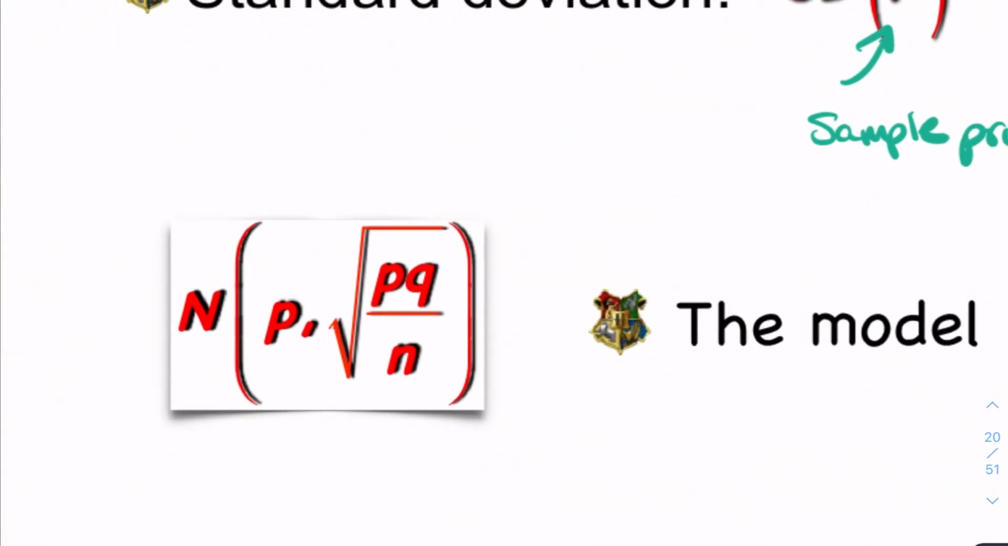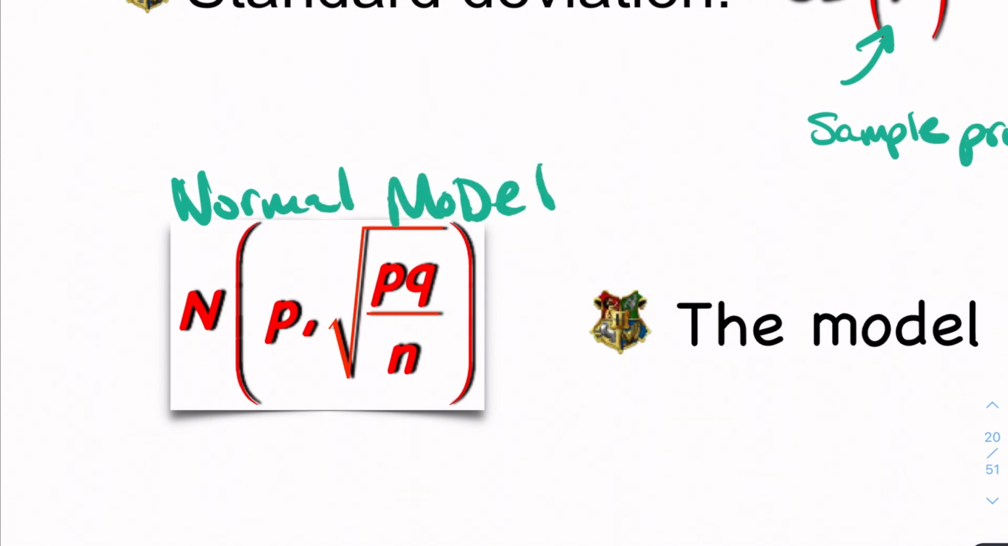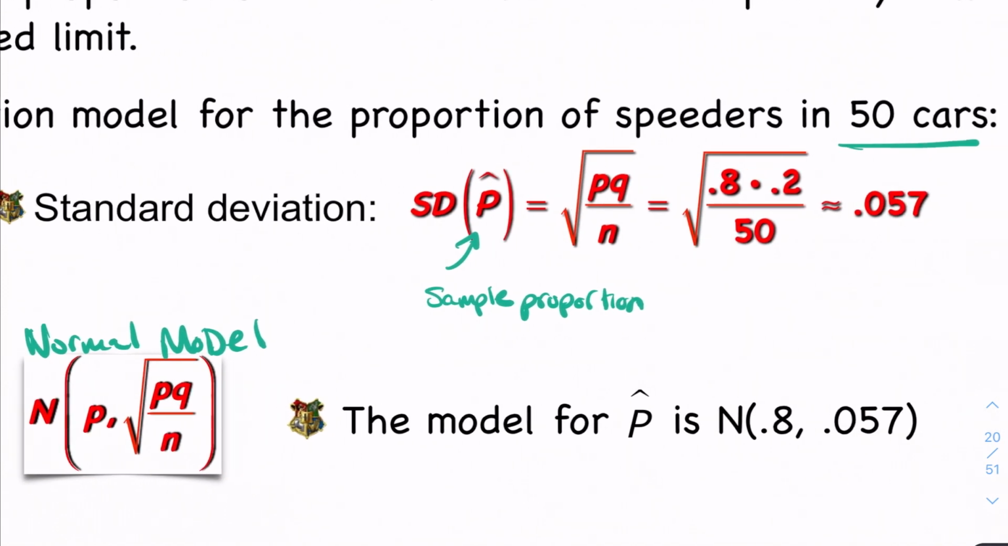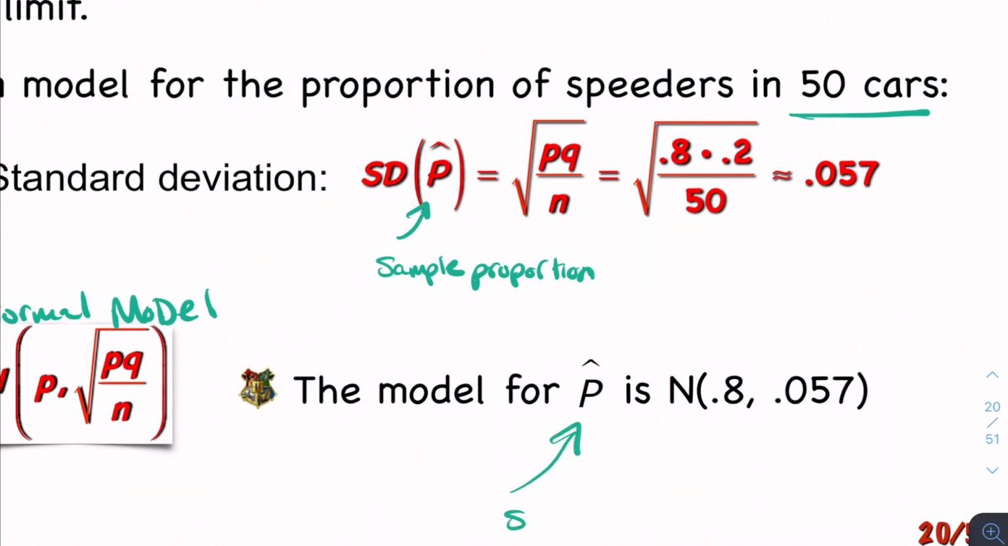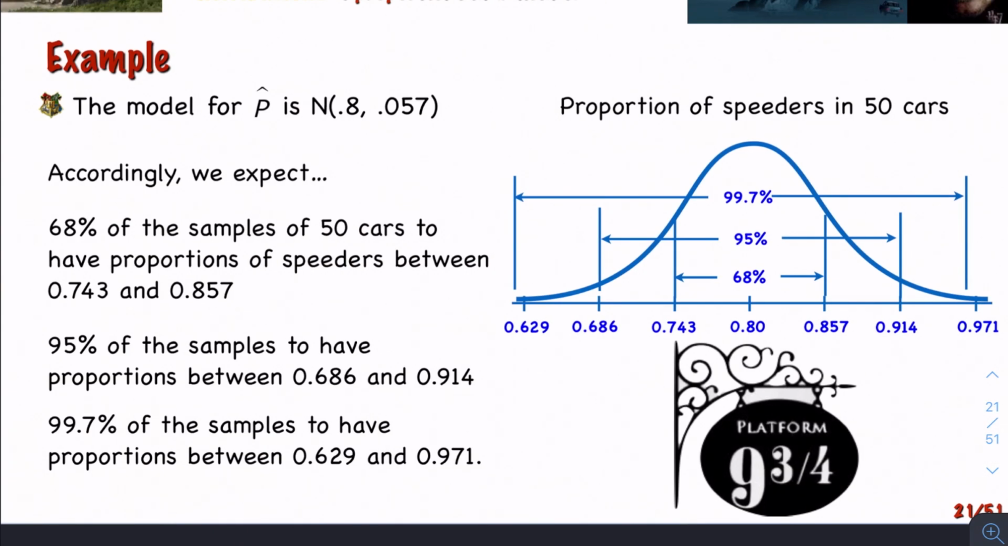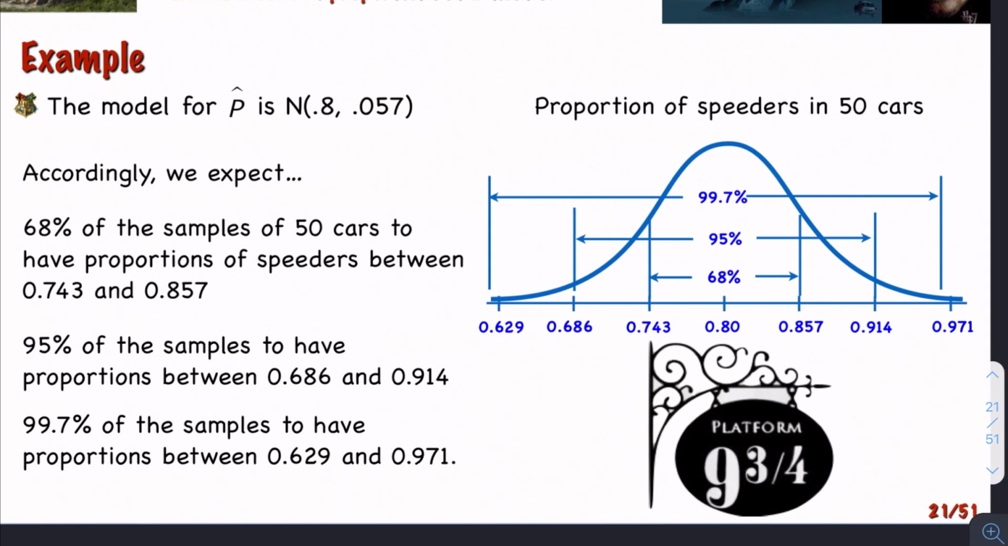So our model is our normal model, where we say our mean, p, and our standard deviation, the square root of PQ over N. So the model for our sample proportion, always important to know what these terms are. P hat is our normal model with 0.8, 0.057. So the model for our sample proportion gives us the proportion of speeders in 50 cars.